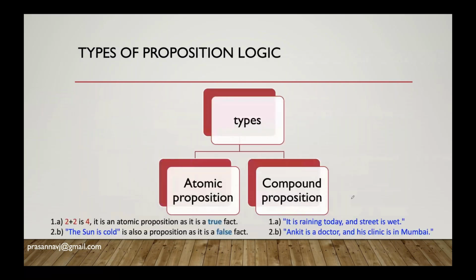So there are two types of propositional logic. One is atomic propositions, and the second is compound propositions. Atomic propositions, for example, are a fact, and either it takes true or false. A single statement or single item, atomic items are considered for this particular one. Sun is cold. It does not have a complex statement. It is a simple statement. It is an atomic proposition. So that is false.